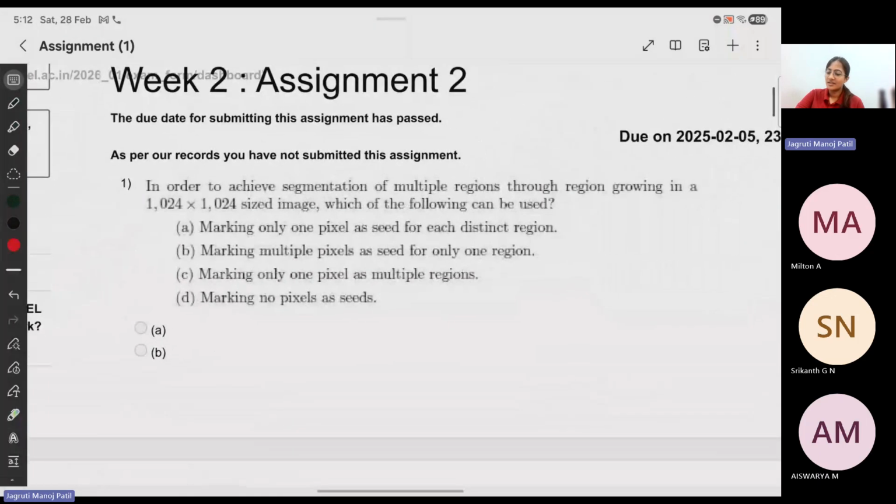Okay, so each and every time you only need one distinct seed. So you can mark one pixel as one distinct region, and since you are using this region growing method, based on the different similarity and distinct features there, it will grow your region, and hence will be able to do your segmentation. So one region, one pixel as one distinct region there.